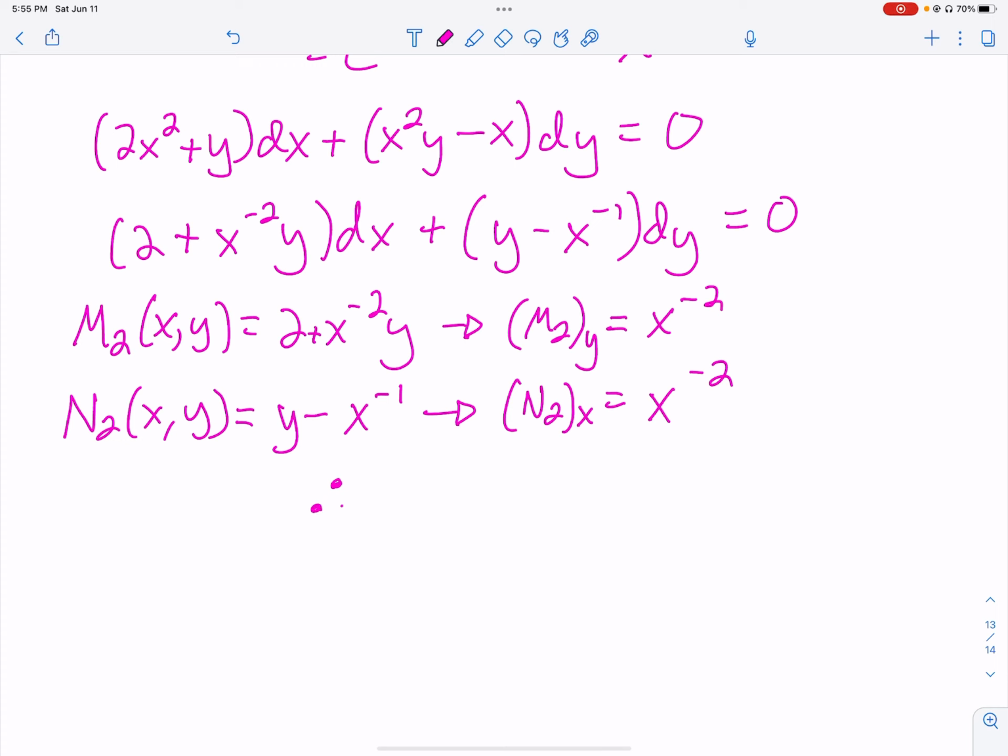So the new dE is exact. So I am going to leave it here because I don't want the video being too long. You would just solve now using the method of solving exact equations.